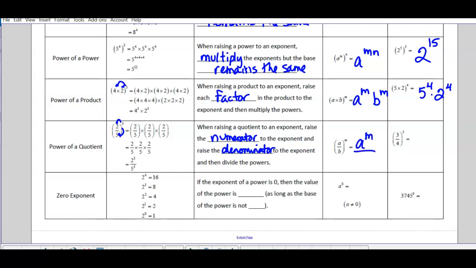So a to the m over b to the m. Then when it says divide the powers, you would just divide whatever value it had if you needed to. We're all just keeping these in power form. So 3 to the 5th over 4 to the 5th. You can evaluate it, but we're just going to look at it like that for now.